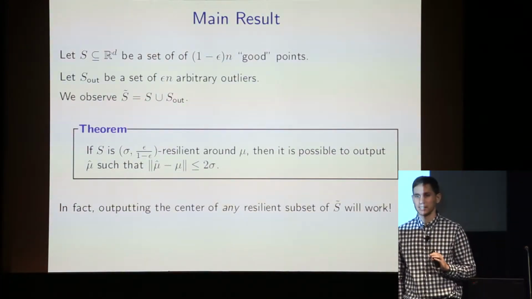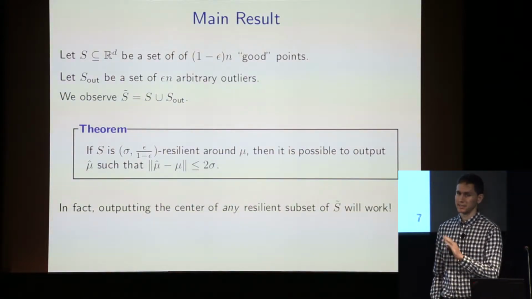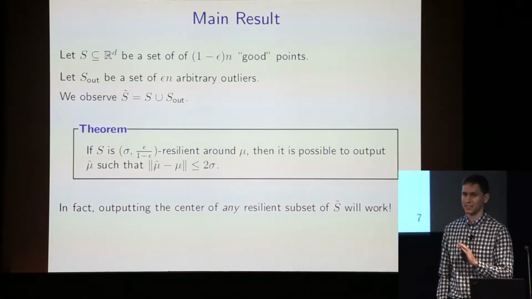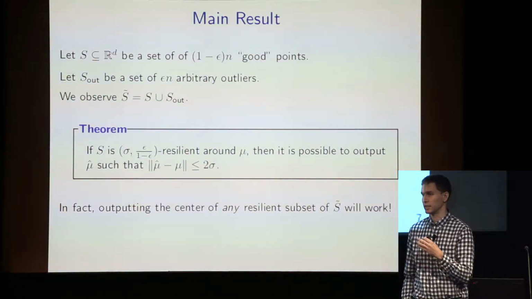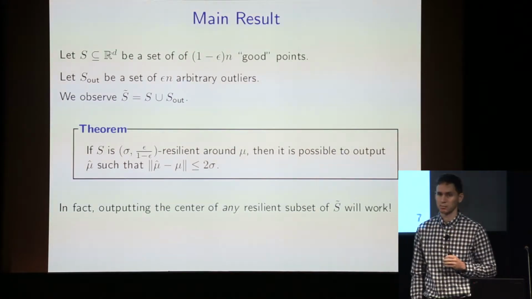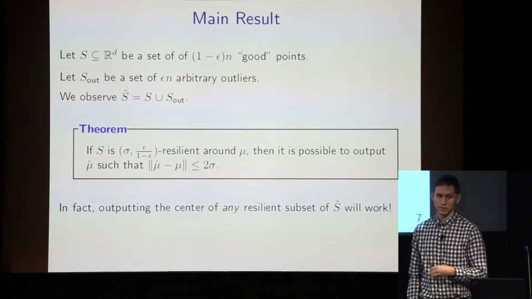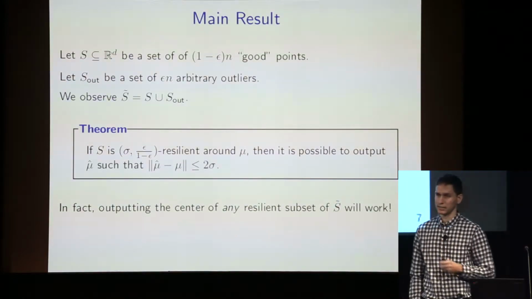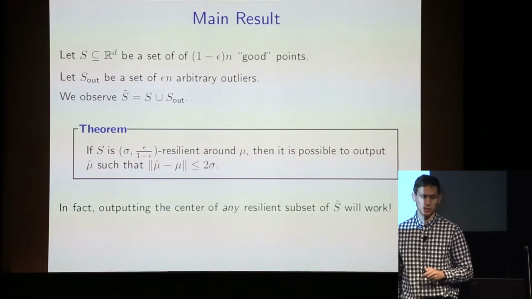And it turns out that the algorithm for doing this is very simple. It's an exponential time algorithm, so it's not fast, but it's simple to describe. We're just going to look at all of the sets of size (1 minus epsilon)n. We're going to find one that's resilient, and once we find one that's resilient, we're just going to output the center of that set, and that's going to be guaranteed to be close to the true set.